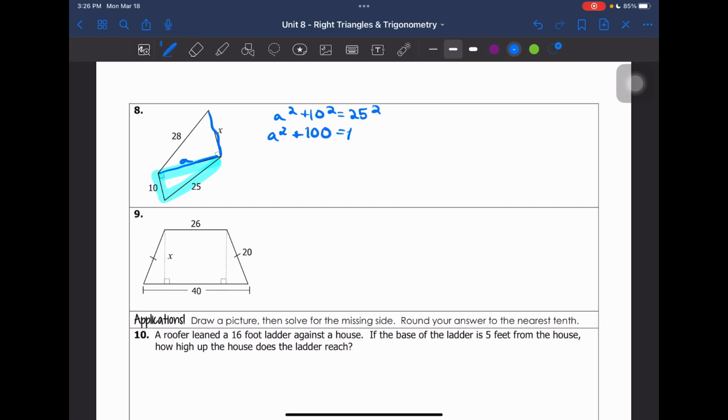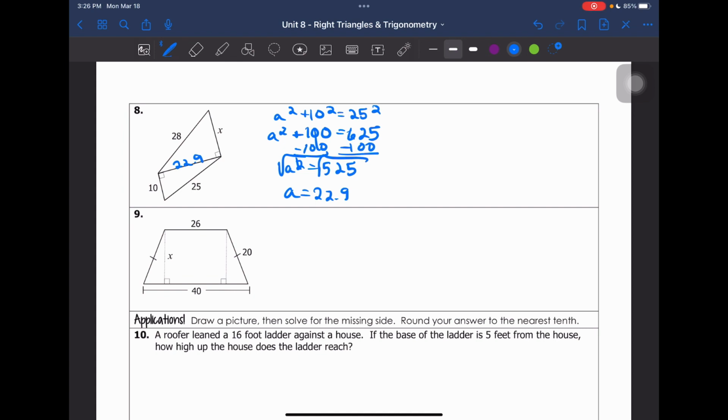25 squared is 625. And I can subtract this. So a squared is 525. And then to find out what a is, just square root that. That's going to be 22.9. So this side right here is 22.9.